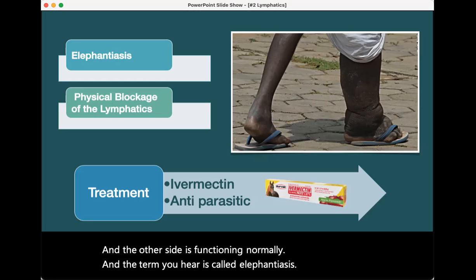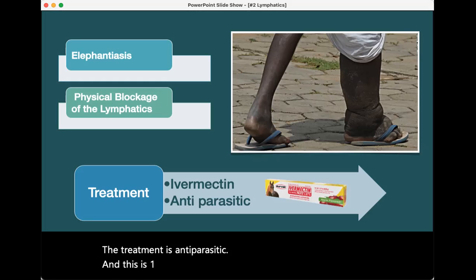The treatment is antiparasitic, and this is one example, ivermectin. If any of you have horses, you might treat your horses for parasites, and this is the same medicine that can be used to treat filariasis as well.